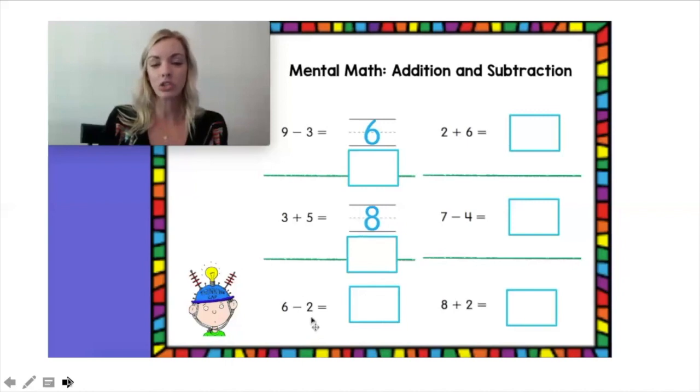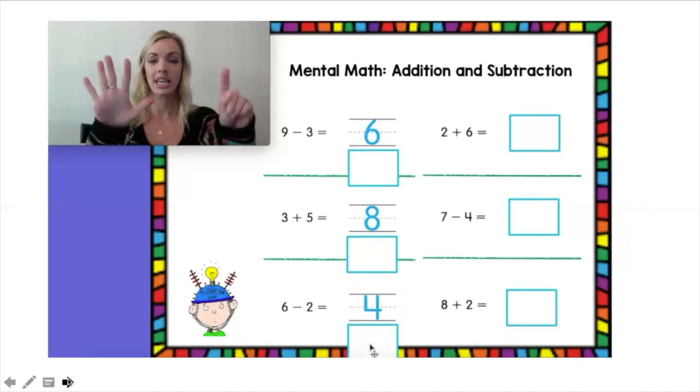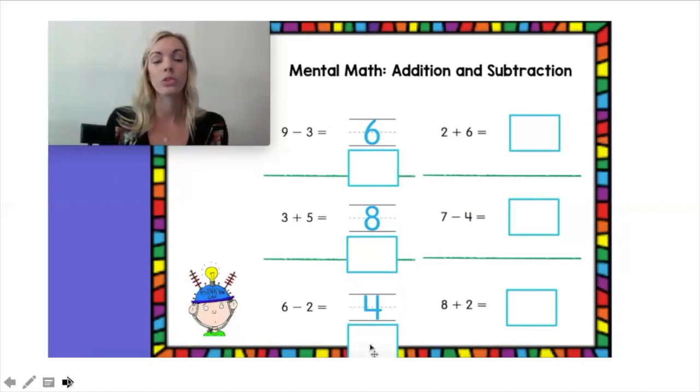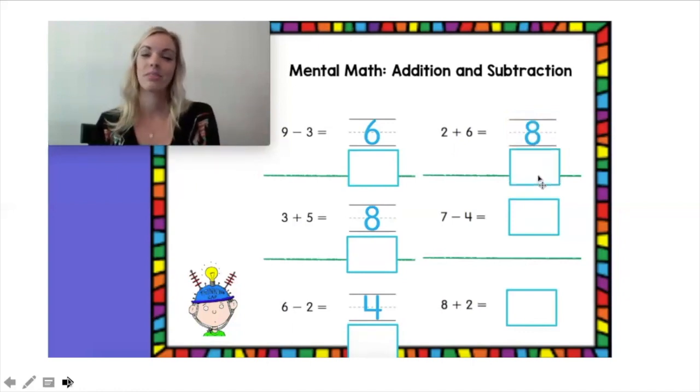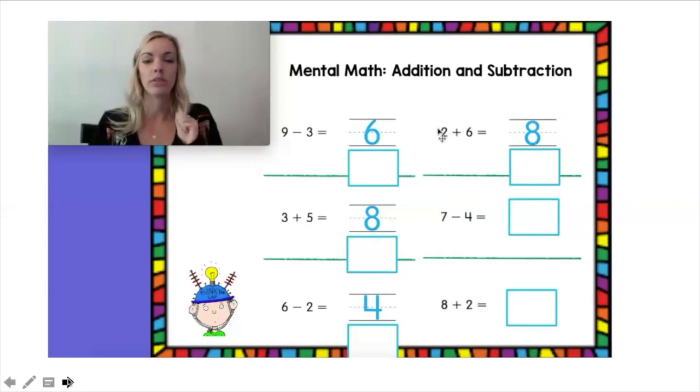All right. Next, 6 minus 2 equals 4. If I start with 6 and I take 2 away, that leaves me with 4. So I have 6, 5, 4. Count back 2 times to equal 4. Next, 2 plus 6 equals 8. So I have 6 in my mind, 6, 7, 8, counting on 2 times.